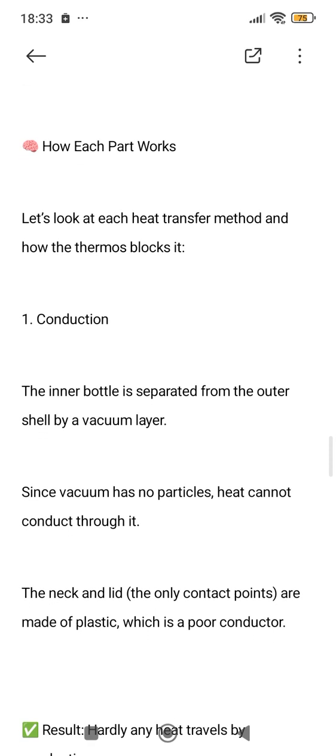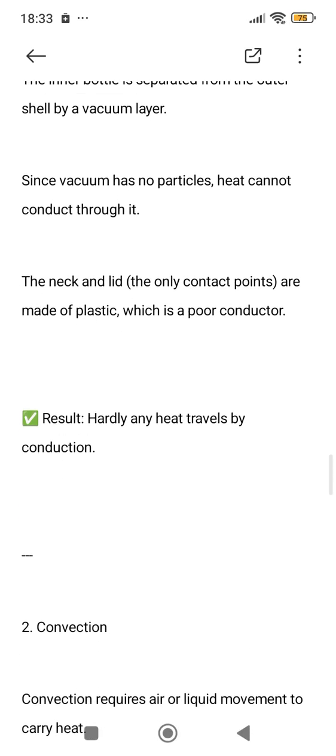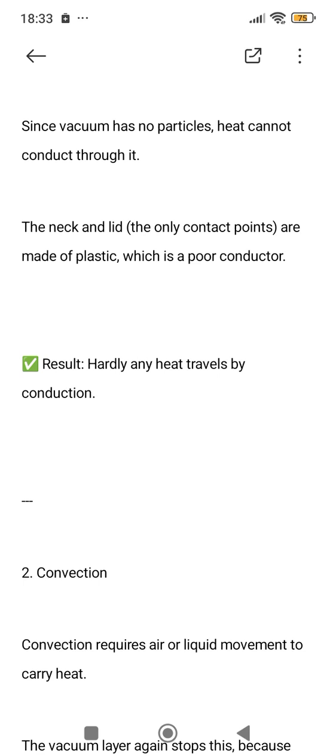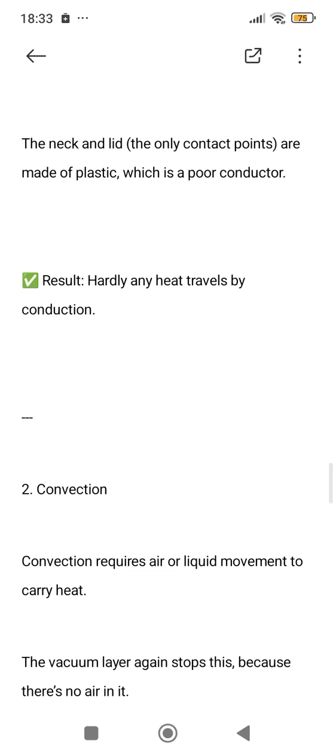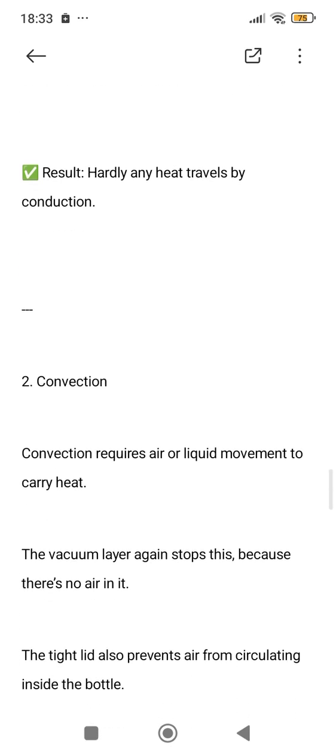How each part works. Let's look at each heat transfer method and how the thermos blocks it. Number 1. Conduction. The inner bottle is separated from the outer shell by a vacuum layer. Since a vacuum has no particles, heat cannot conduct through it. The neck and the lid, the only contact points, are made of plastic, which is a poor conductor. Result? Hardly any heat travels by conduction.